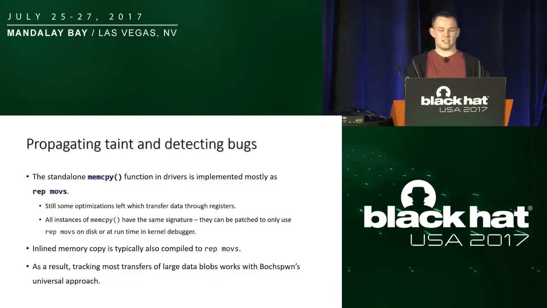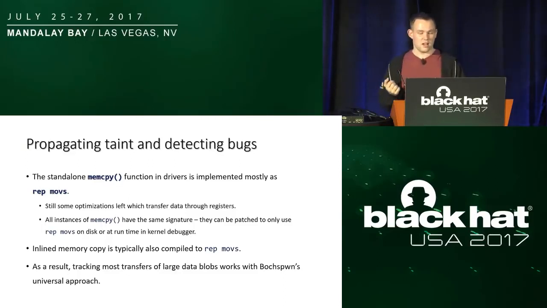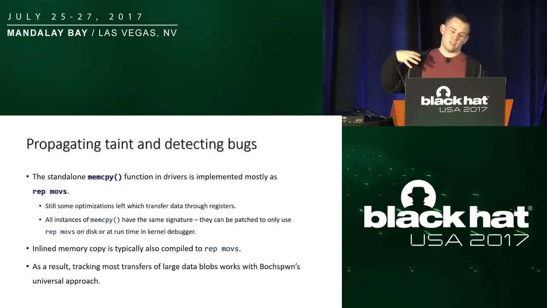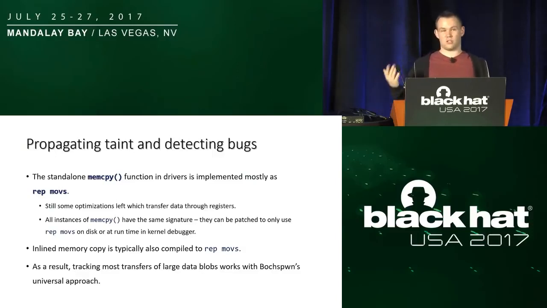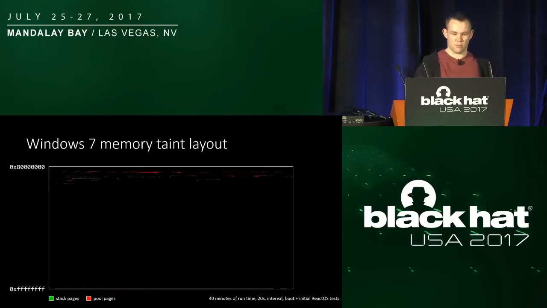When it comes to propagating taint and detecting bugs in Windows, we're quite lucky because the memcpy function that is used by the Windows kernel actually uses the rep movsb and rep movsd instructions. Sometimes they have some optimizations that we have to care about. For example, in Windows, if the copy size is less than 32 bytes, then mov instructions are used instead of rep movsb or rep movsd, but we can also just modify that in assembly. So in general, as a result, tracking most transfers of data blobs in Windows works out of the box with the approach that I mentioned before.